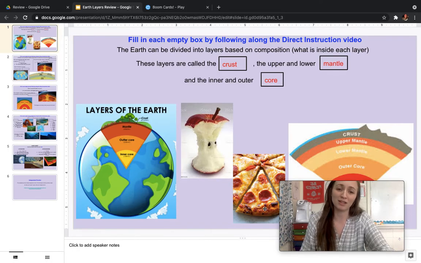You could think of the crust of a pizza being the outside layer of the pizza. I don't know why I'm talking about this so close to lunch because now I'm hungry.